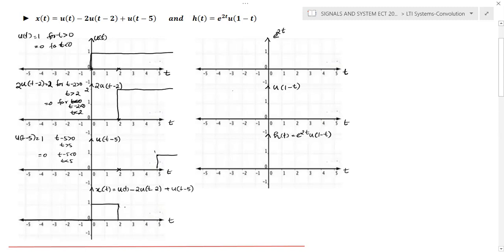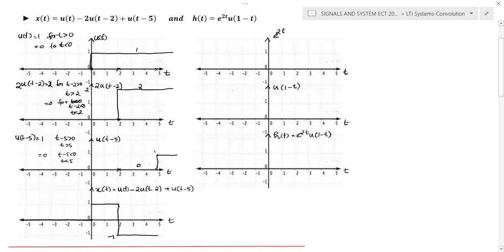And from 2 to 5, if you observe the signal, the first signal amplitude is 1, the second signal amplitude is 2. If you perform the first signal minus second, you will get 1 minus 2, that is minus 1, and the third signal amplitude is 0 for this particular limit. So 1 minus 2 plus 0, you will get minus 1. So we can draw a signal with amplitude minus 1 from 2 to 5. So here the amplitude is minus 1 up to 5.